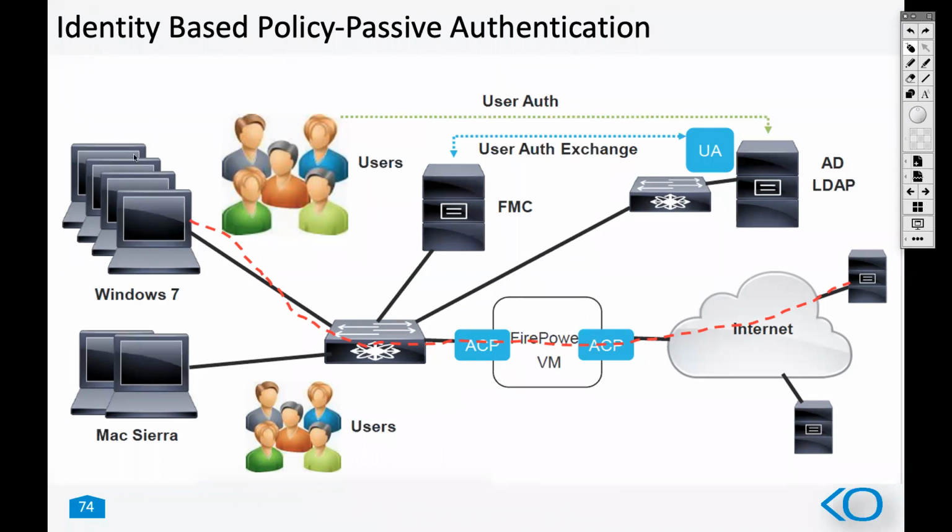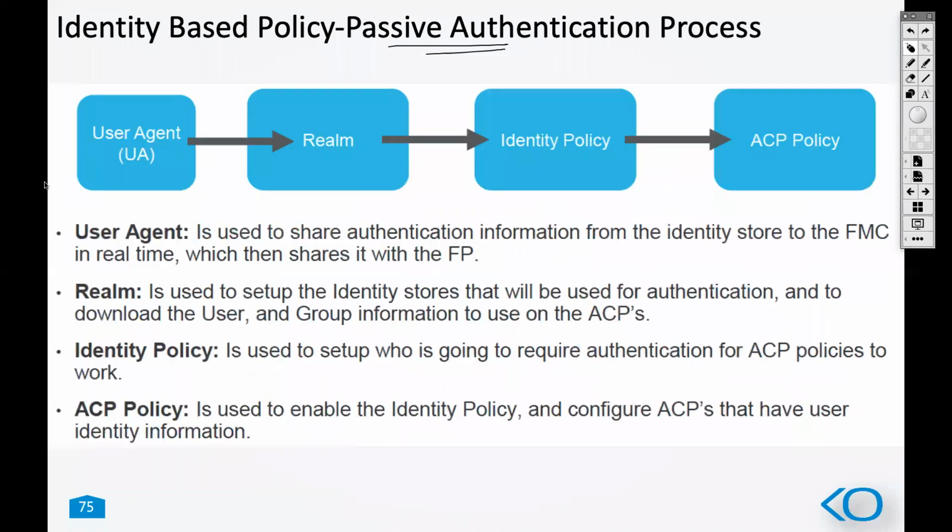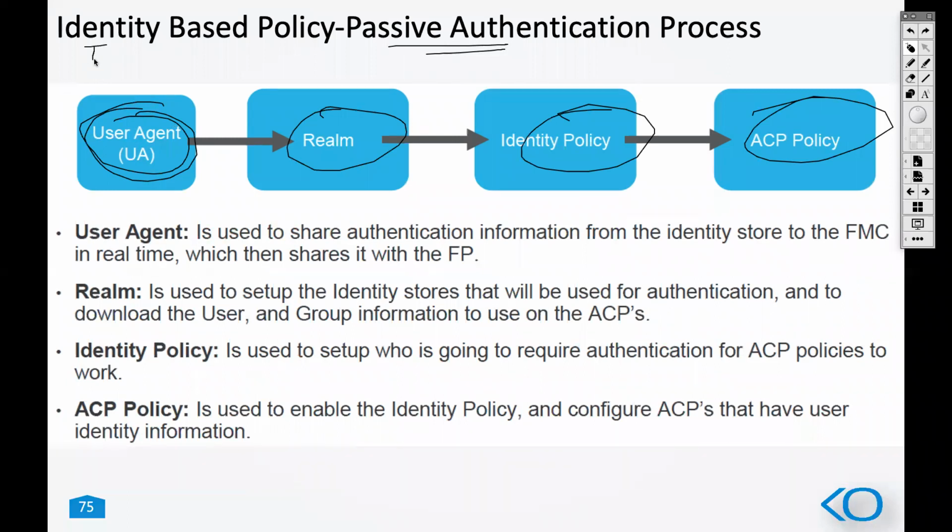So let's go ahead and understand how this passive authentication works. In order to do passive authentication, there is a lot of configuration. You have 4 steps of configuration which you need to do in order to build your identity-based policy. The first step is you have to decide on the agent and set up that agent.